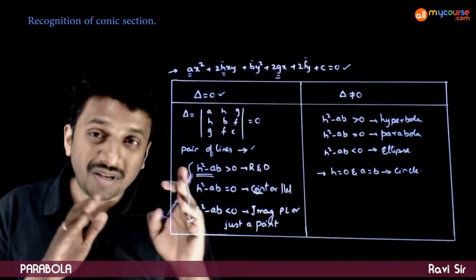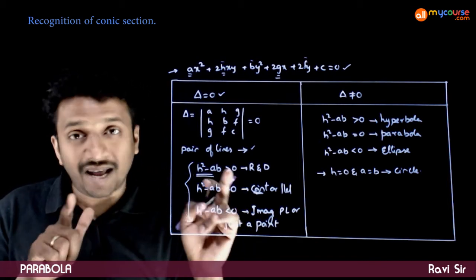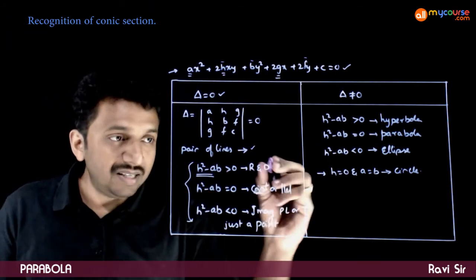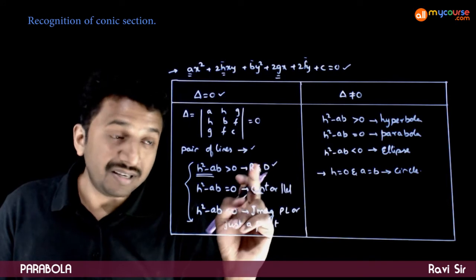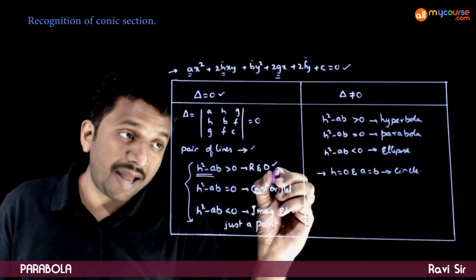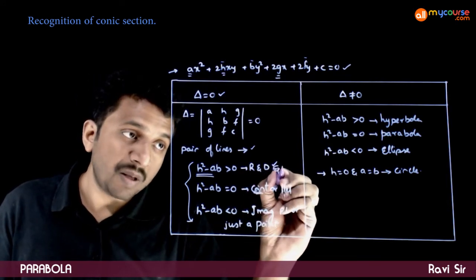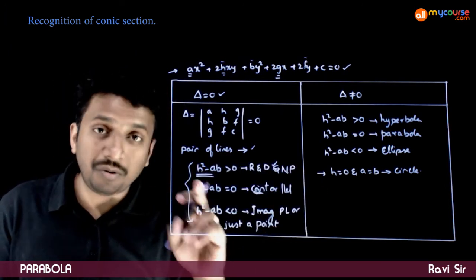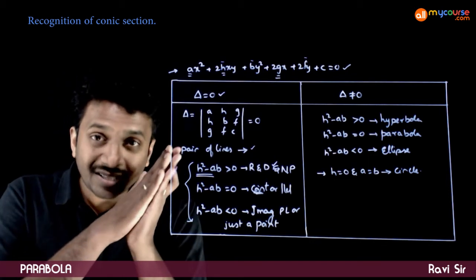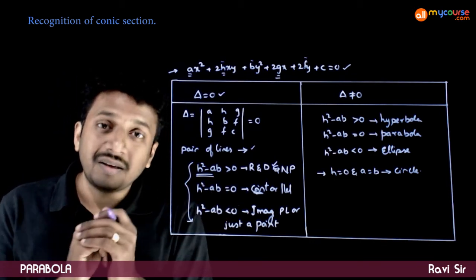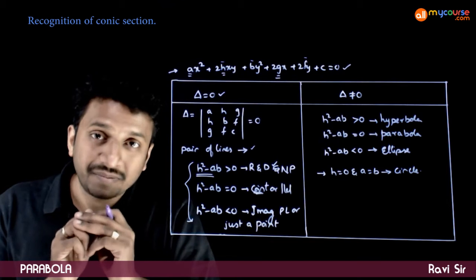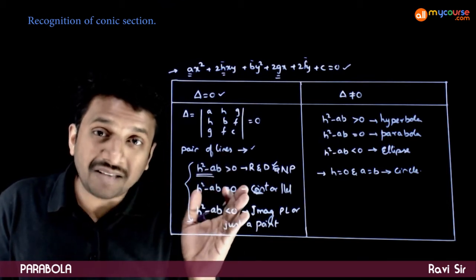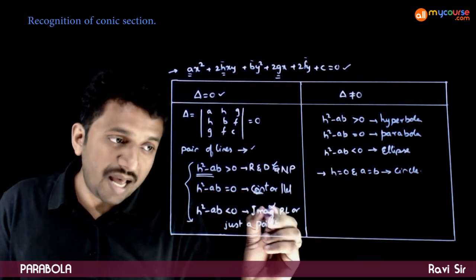If h² − ab is equal to 0, you might have coincident lines, that means a single line, or a set of parallel lines. And if h² − ab is less than 0, you have an imaginary pair of lines. That means you won't have a pair of lines.